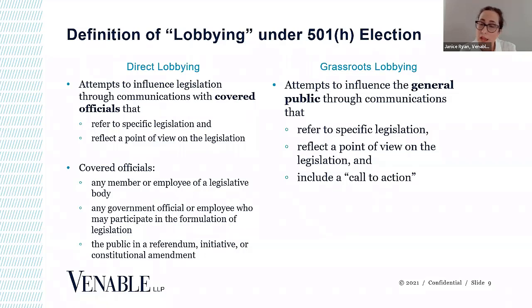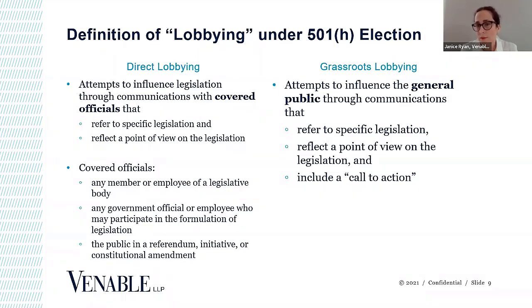And that might include any member or employee of a legislative body, any government official or employee who may participate in the formulation of legislation. So consider the governor or a mayor or certain folks in the executive branch at really any level of government. And we're also talking about the public in a referendum, initiative, or constitutional amendment. So what does this mean? This means that when you engage in communications with the public to support or oppose a ballot measure, for example, the tax code considers that to be direct lobbying activity.